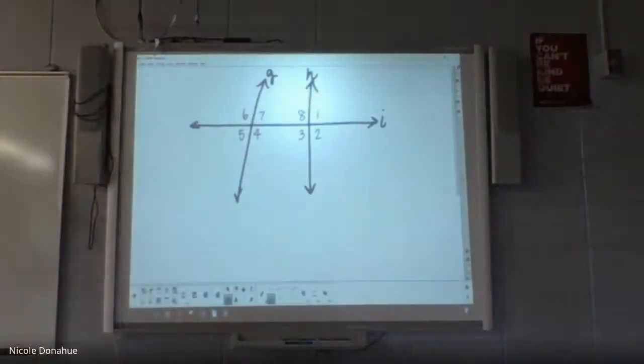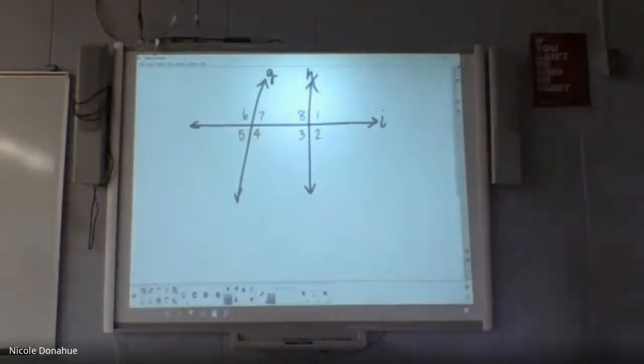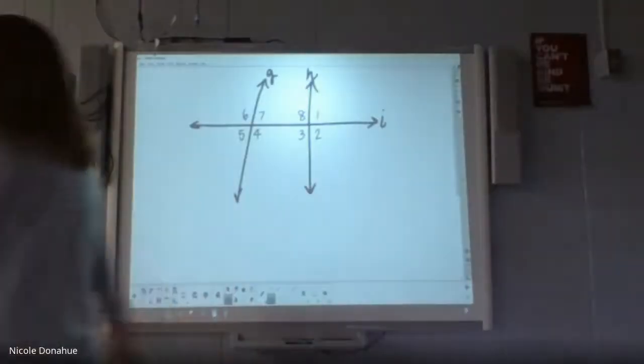All right, this drawing I'm going to keep referring back to, so have your whiteboards handy for the next 4 vocabulary words as we go through these. First of all, which one's the transversal? Which line out of these 3 lines would be our transversal? You can write it down on your board.